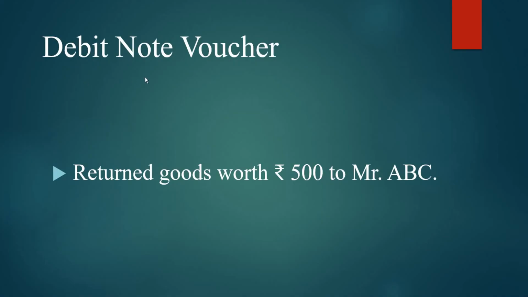The next voucher is debit note voucher. This is mainly used whenever we have the purchase returns. And here I have taken only one transaction. Returned goods worth rupees 500 to Mr. ABC. Right? We are returning goods which are purchased from ABC and the amount is rupees 500. We are returning back to the supplier or the creditor. The reason may be defective or faulty or maybe some other reason. Now let's see this particular recording in Tally.